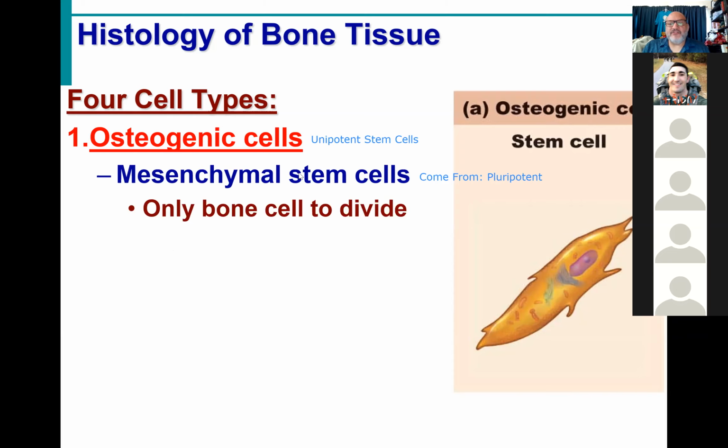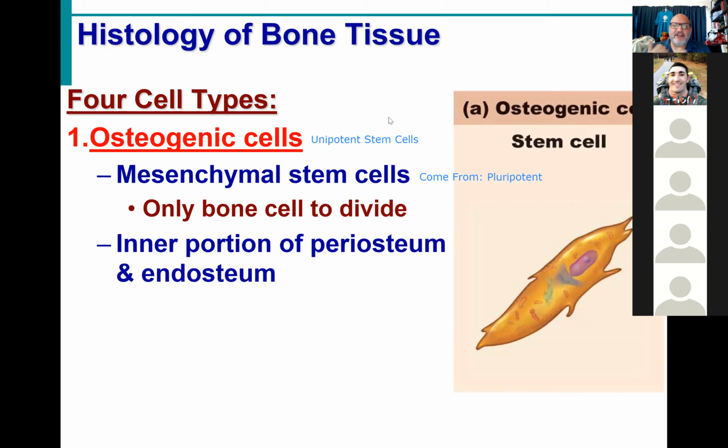So that's mesenchymal cells. Remember, mesenchymal cells form all of the connective tissue cells. They divide to become osteogenic cells. And those osteogenic cells are the only bone cells that are capable of dividing. These cells are housed both inside the periosteum and the endosteum. So those little red dots we put, many of them are these osteogenic cells.